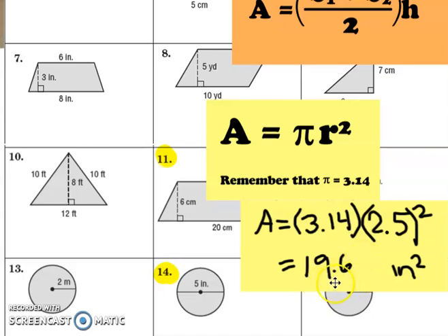When you do that, you get 19.625 square inches. The instructions for all these say to round to the nearest tenth, so that just means you leave 19.6. You don't have to round up.